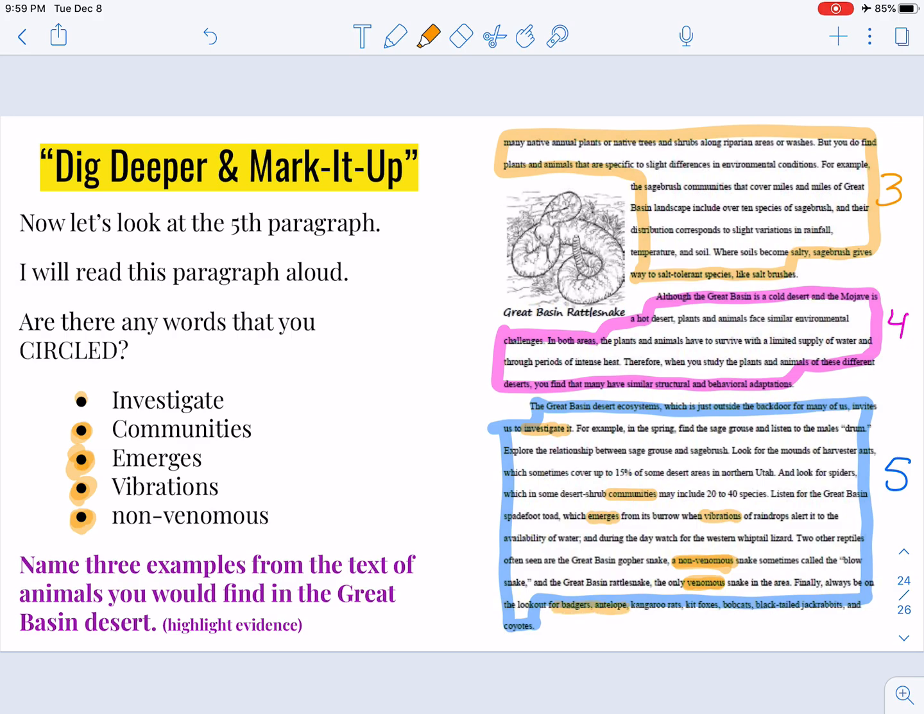Hopefully, you saw all of these down here. You could have said the spadefoot toad. We could have talked about, they didn't really tell us a whole lot, but the harvester ants, the sage grouse, the western whiptail lizard, the Great Basin gopher snake, and the Great Basin rattlesnake. We have a lot of examples of animals that we could find in the Great Basin desert.